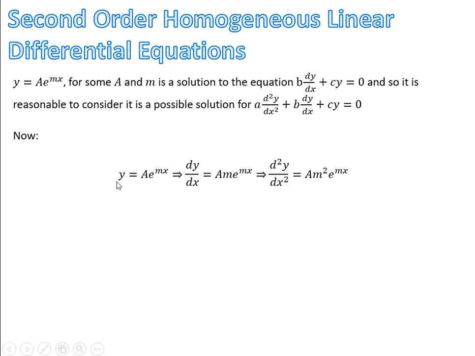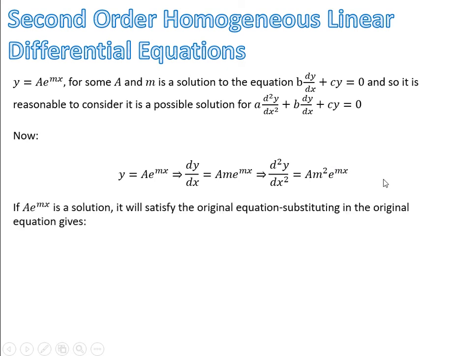Okay, so if y equals ae to the mx, then dy by dx will equal am e to the mx, and d squared y by dx squared will equal am squared e to the mx. Okay, we differentiate that times another m, so we get am squared e to the mx. So if y equals ae to the mx is a solution, it will satisfy the original equation. So substituting in the original equation gives.